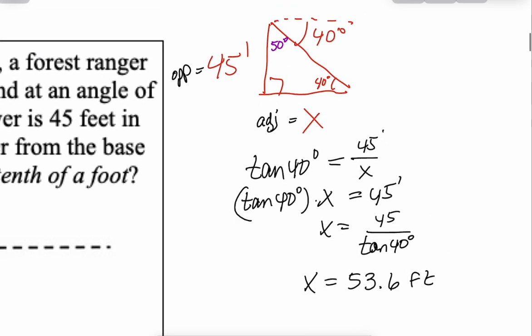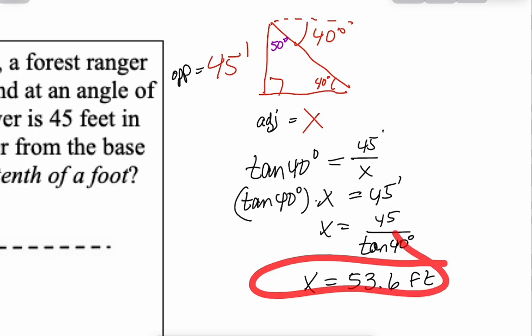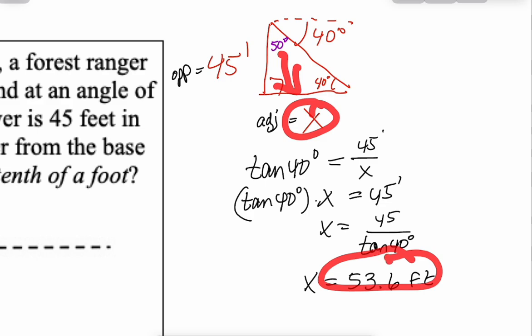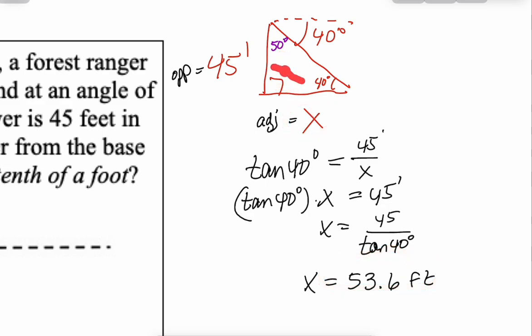Now, how can we kind of get a sense that we are correct? The larger angle 50 should be across from something larger. So 53 is a little more than 45. It makes sense that 50 degrees should be across from the medium angle, 53.6, and 40 should be across from the smaller angle, 45. So it kind of makes sense that it worked out in that particular way. So that's our answer for number 2.